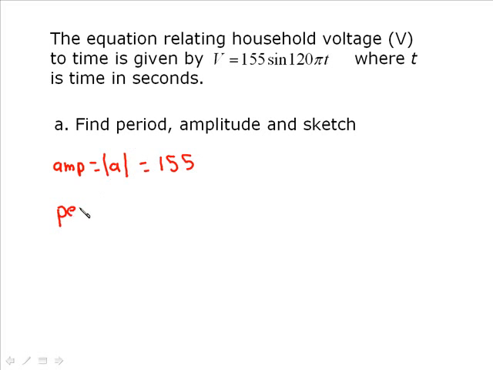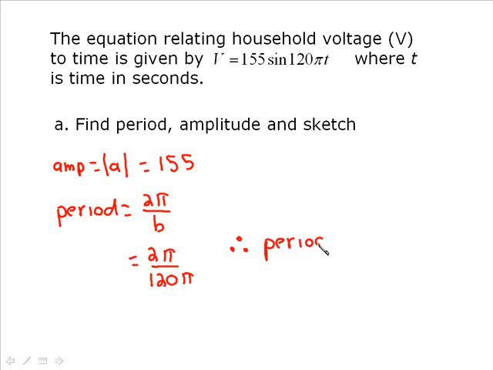The period, well, this is equal to 2 pi divided by B. So that means it's going to be equal to 2 pi divided by 120 pi. So therefore the period is equal to 1/60th of a second. So it cycles 60 times every second.